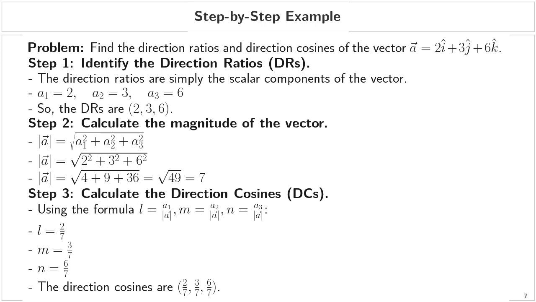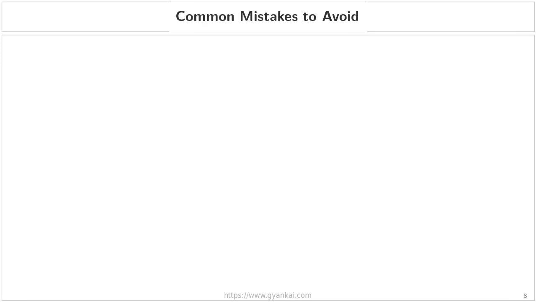Notice how these values are all between -1 and 1, which satisfies the property we discussed in slide 3. As we move to the next slide, I want you to pay close attention to some common pitfalls where students often trip up during this exact process. Common mistakes to avoid.